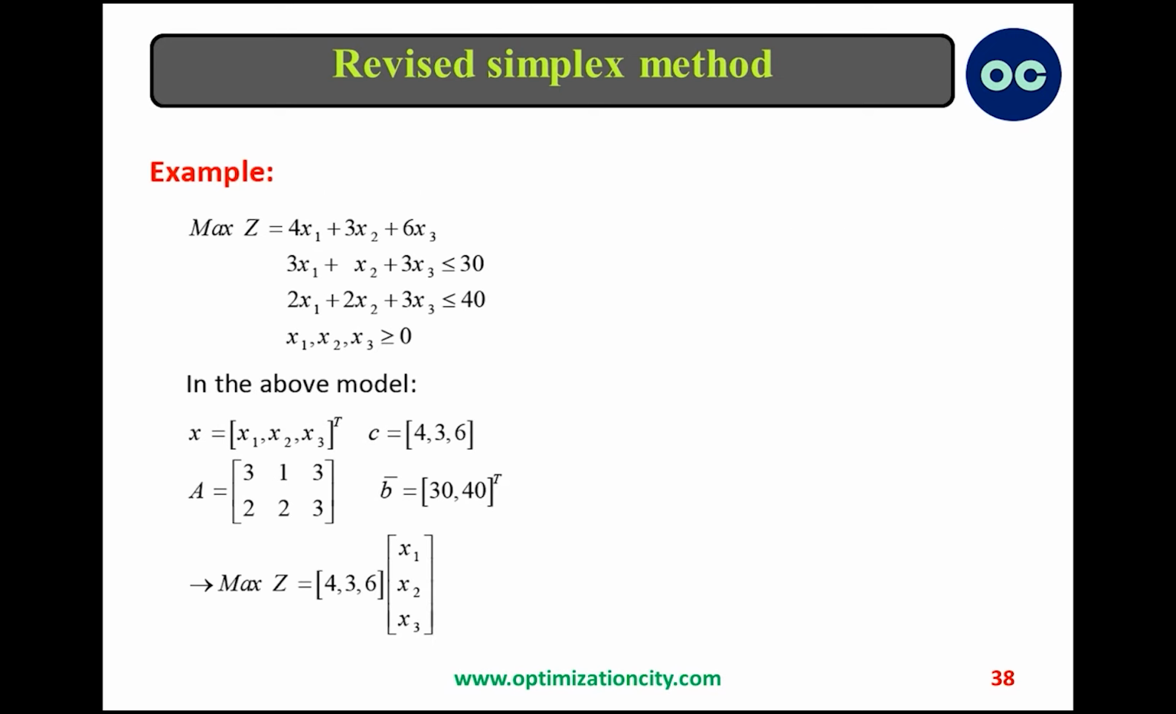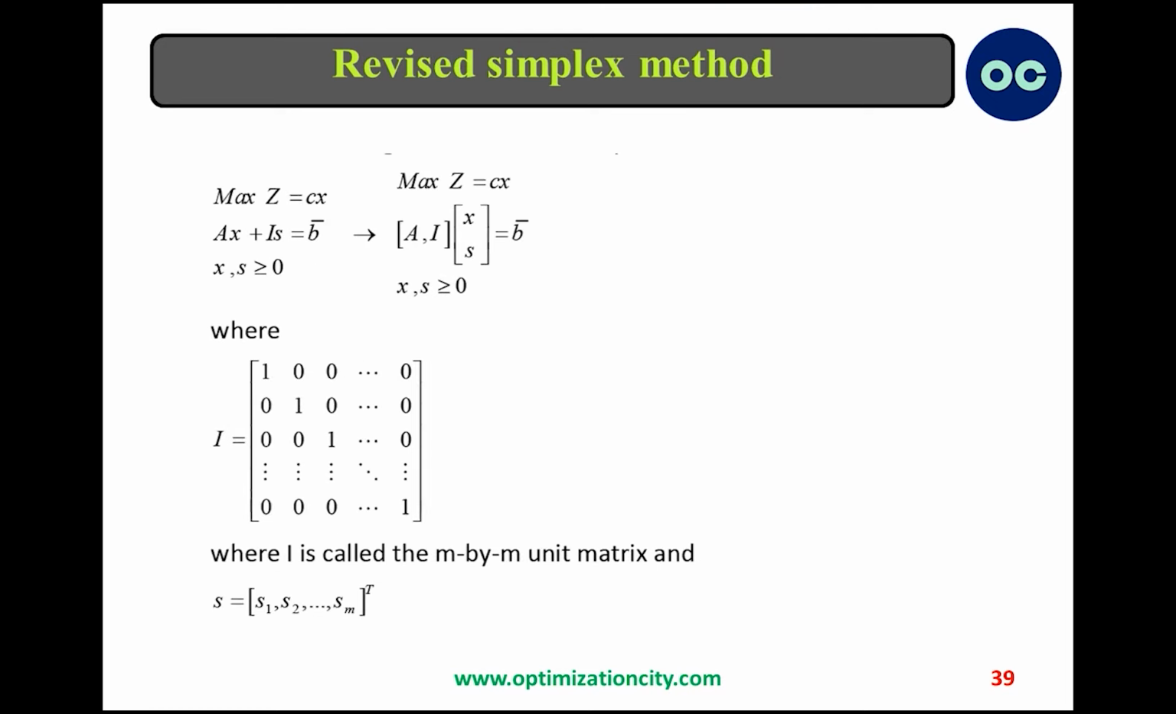In this example, we write a model as a matrix representation. So x is a vector including x1, x2, and x3 as three decision variables. C is the coefficient of the decision variables in the objective function as a vector. A is the coefficient of the variables in the constraints as a matrix with 2 rows and 3 columns, and b bar is the right-hand side of the constraints. So we are going to maximize c times x.